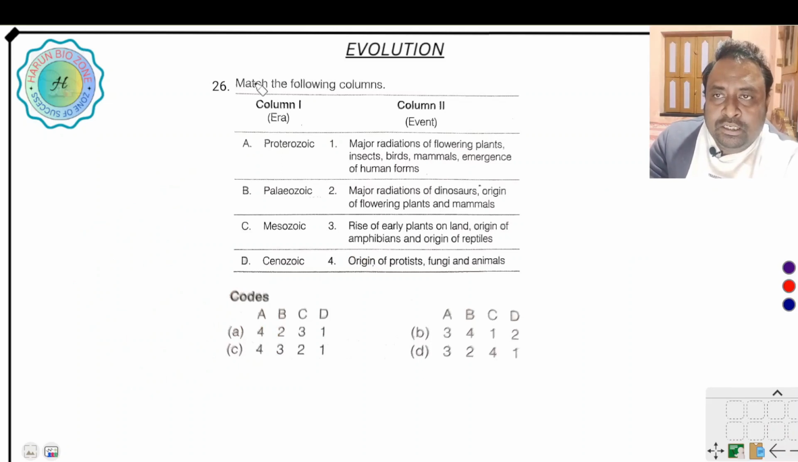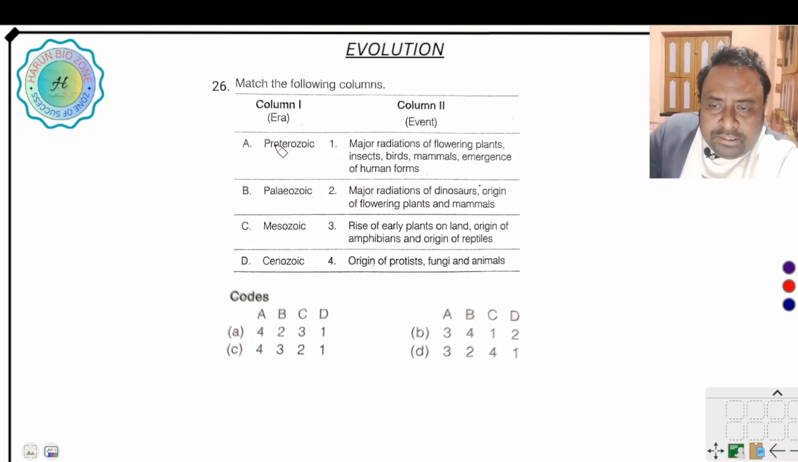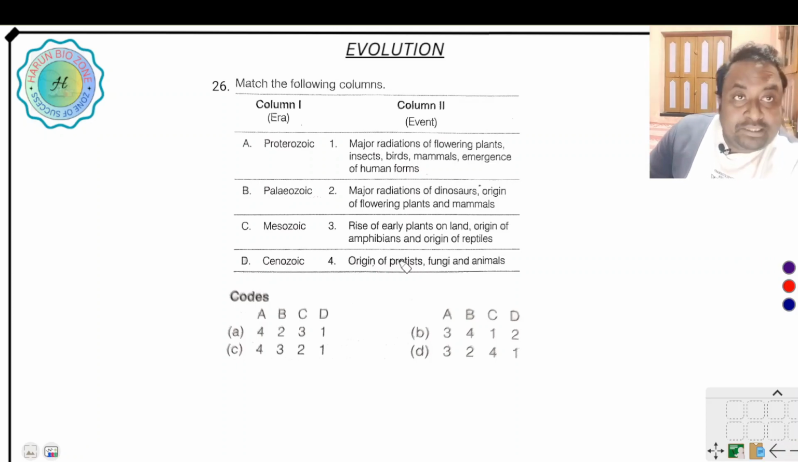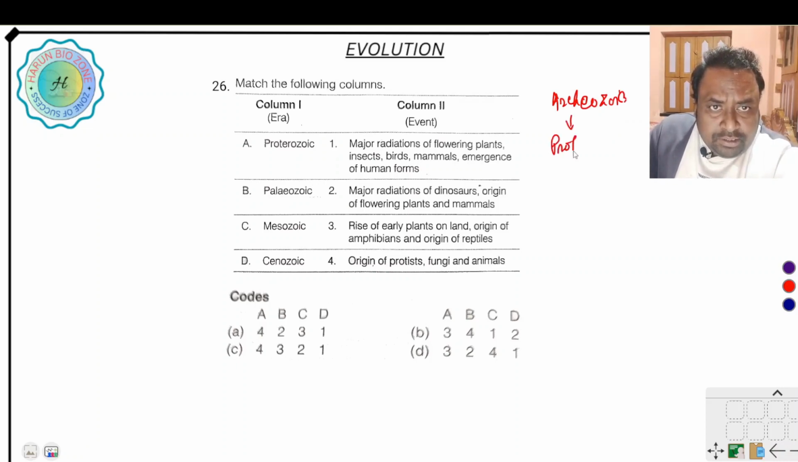Next question is, match the following: Proterozoic, Paleozoic, Mesozoic and Cenozoic. Here the correct option is... Archaeozoic is the first era, then Proterozoic, then Paleozoic, then Mesozoic, then Cenozoic.